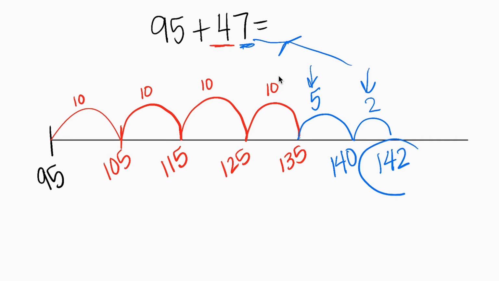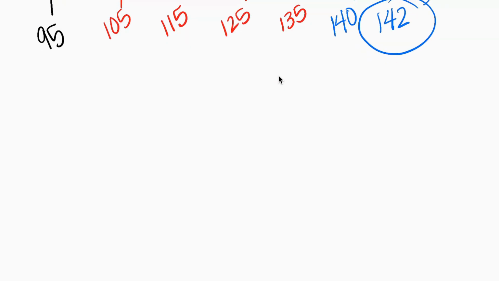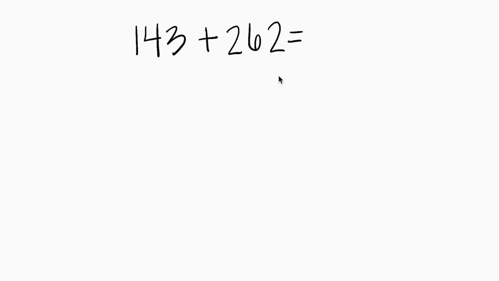So you always want to circle where you landed so you remember, and then go ahead and write it up here. And 95 plus 47 is 142. Let's try another one. Let's try one with 3 digits, okay? So here we have 143 plus 262. So there's my equation.